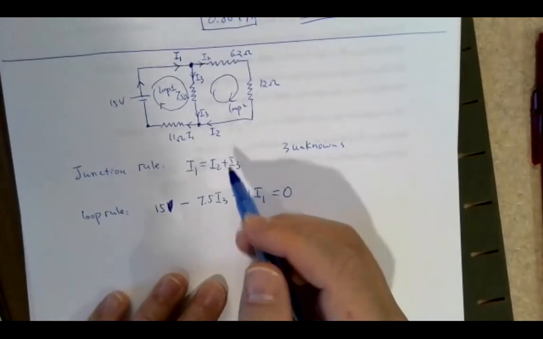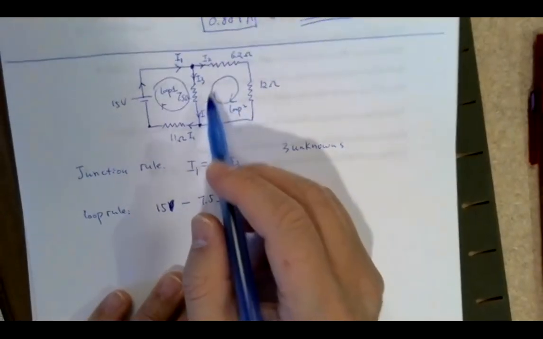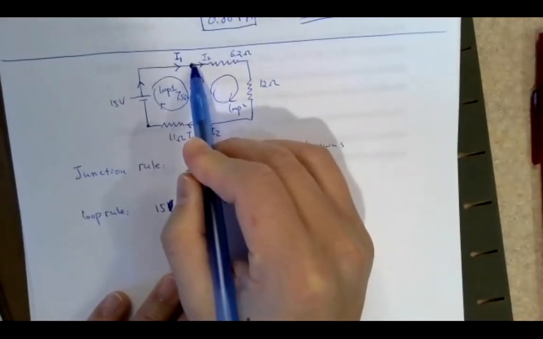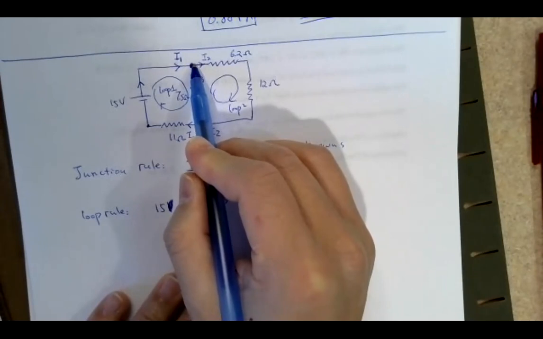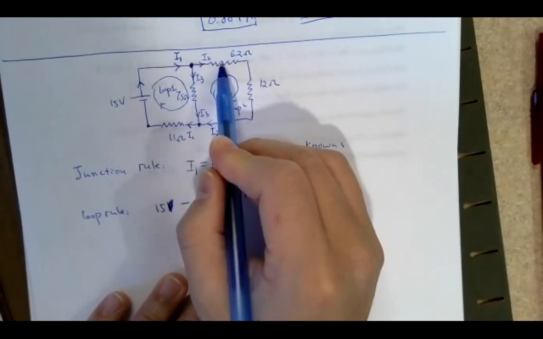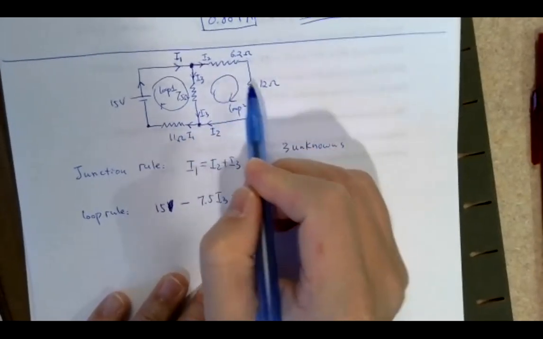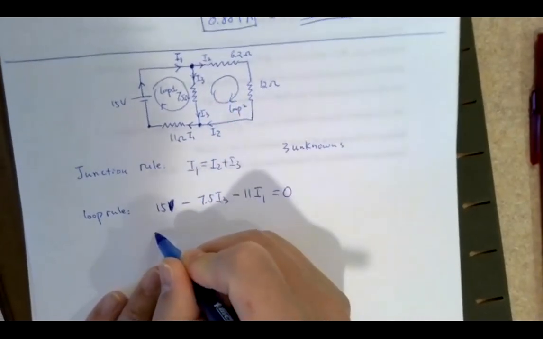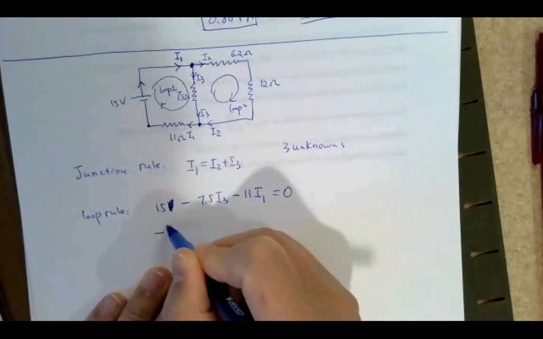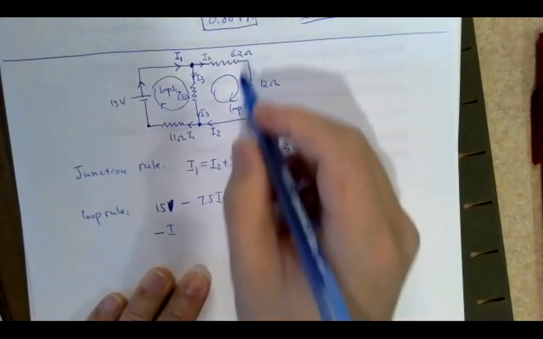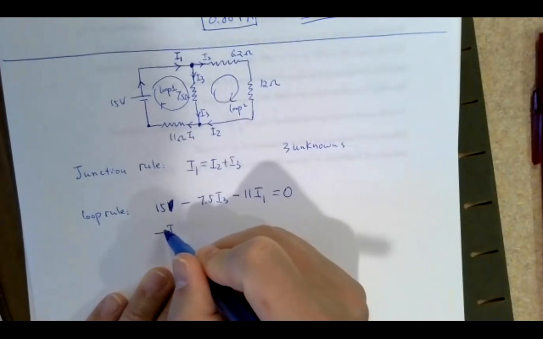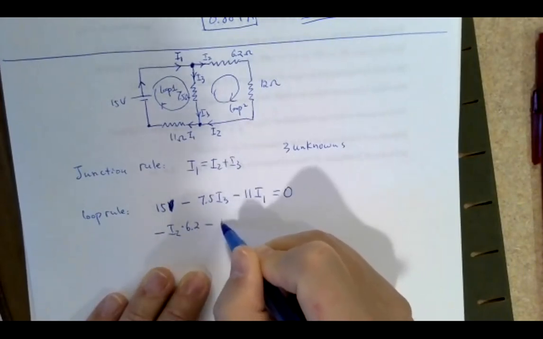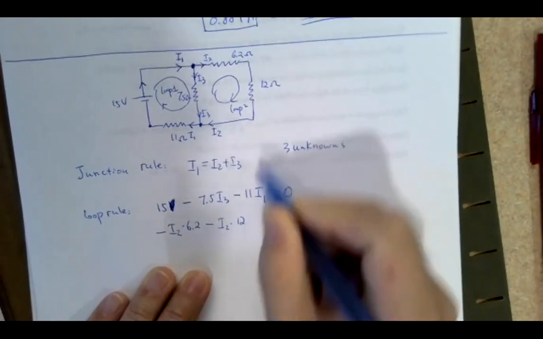It doesn't matter. You can start from anywhere you want, but I'm going to start from this point. I encounter this resistor and this resistor in the same direction as the loop, so that would be minus. Minus I2 times 6.2, and then minus I2 times 12 ohms.